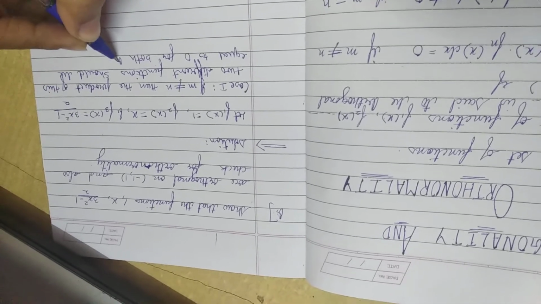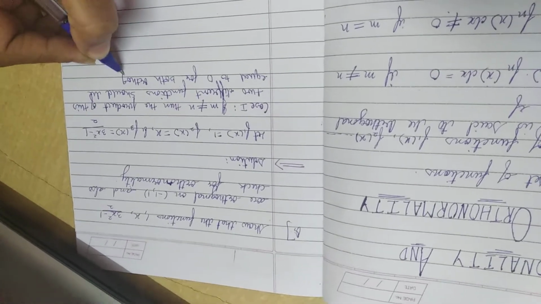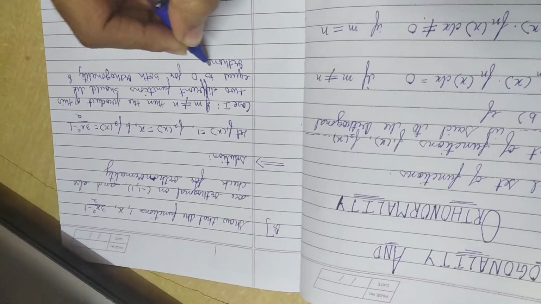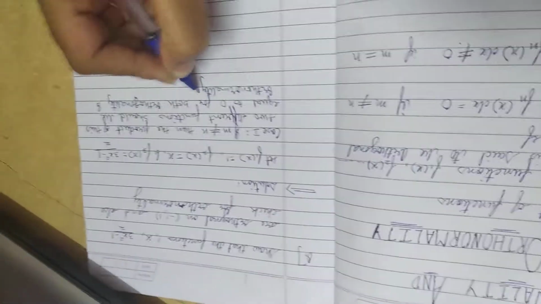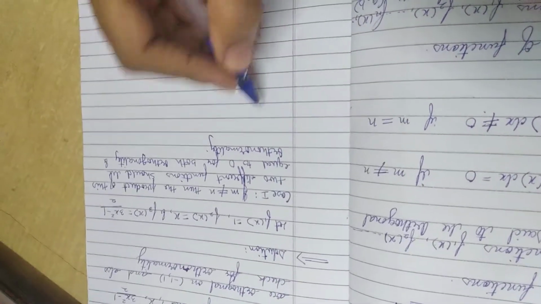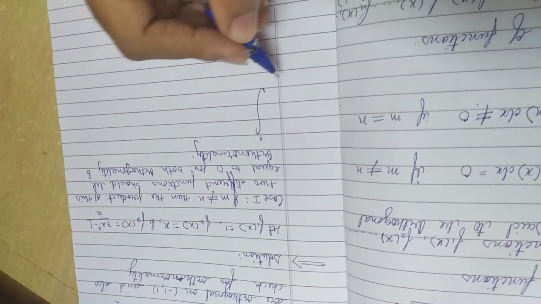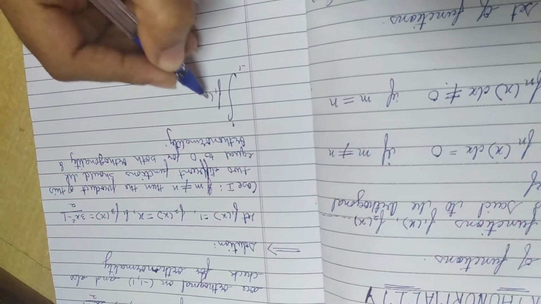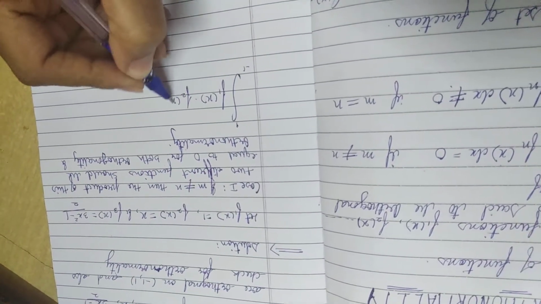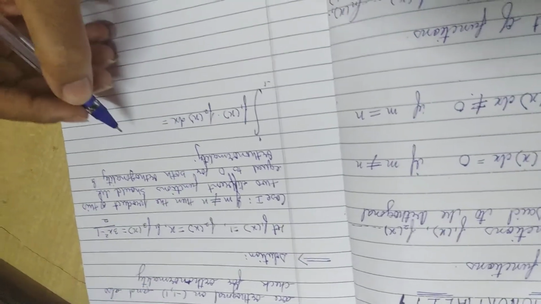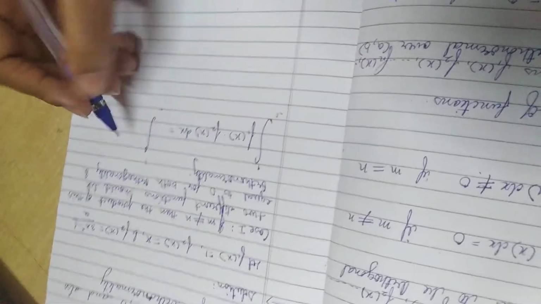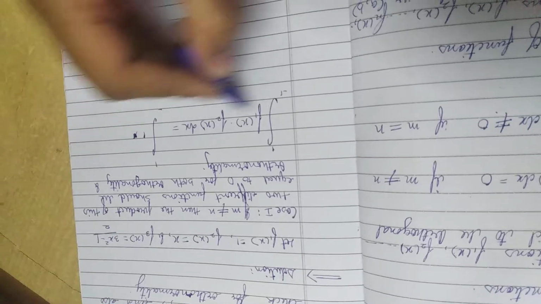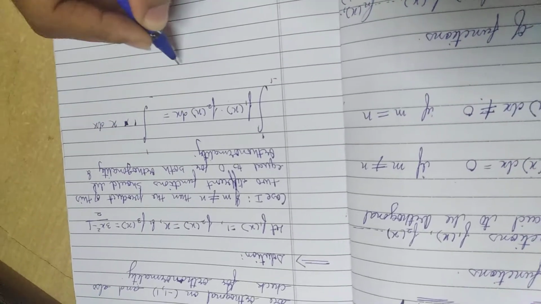for both orthogonality and orthonormality. The condition is -1 to 1. Check for the integral of f1(x) times f2(x) dx, where the value of f1(x) is 1 and the value of f2(x) is x, times dx.